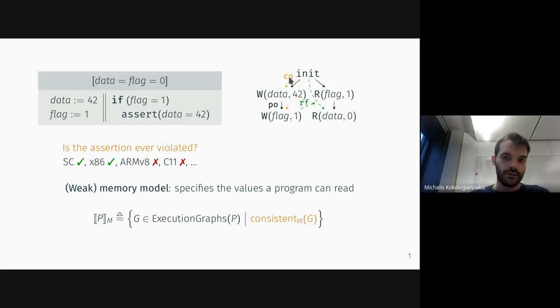And the CO relation, which stands for coherence. This is a strict total order among same-location writes. So here it orders the initial write to data with this write to data here, and the initial write to flag with this write to flag.